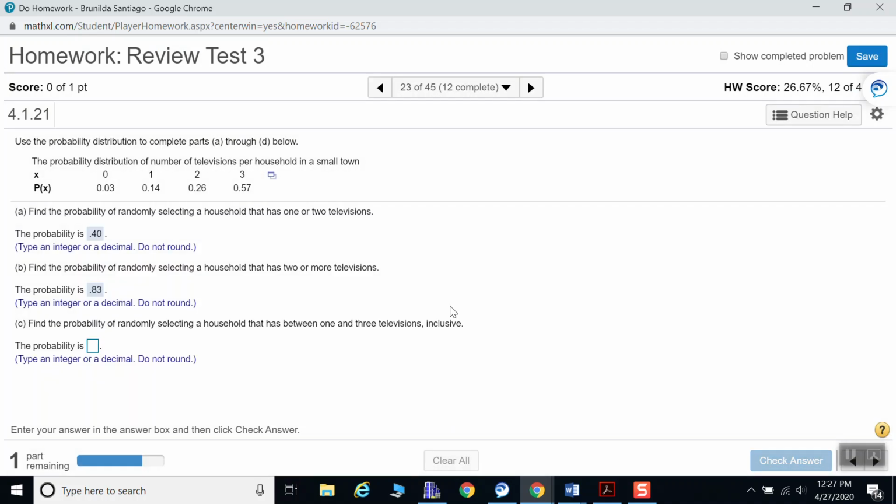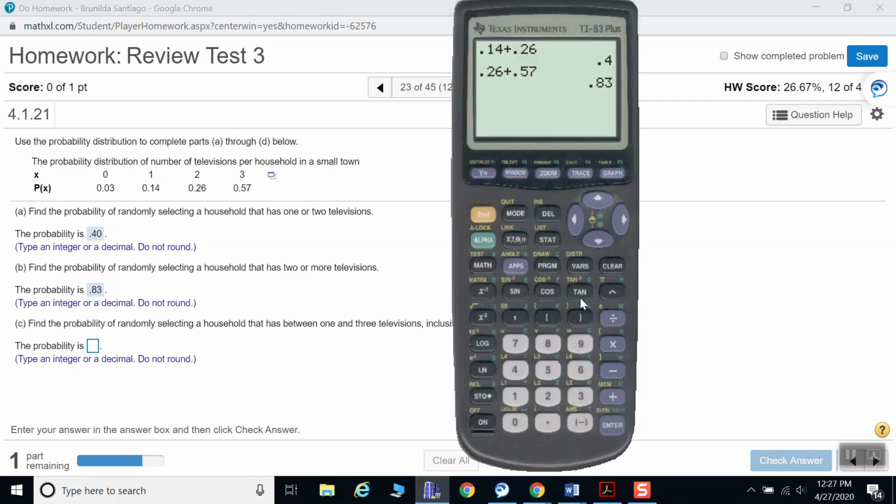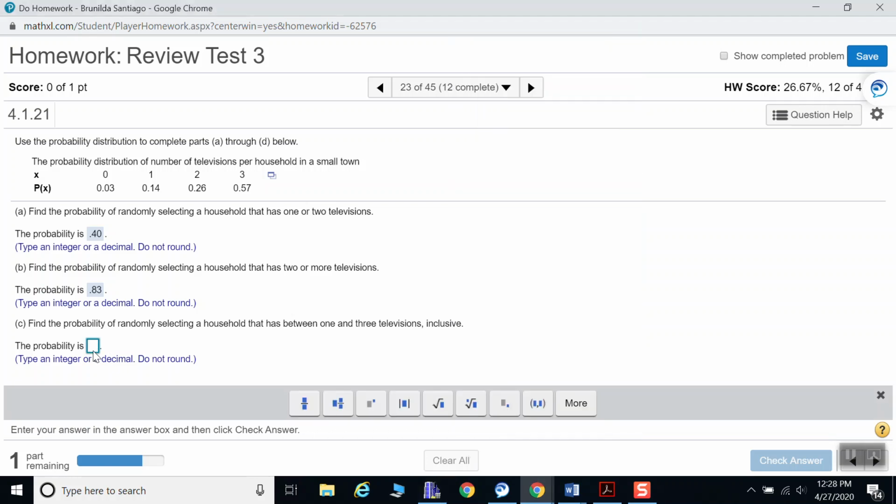Next, find the probability of randomly selecting a household that has between 1 and 3 televisions, inclusive. So that means that they have the 1, the 2, and the 3. So 1, 2, or 3 are the probabilities that we will need to add in order to get this answer. So the 0.14, 0.26, 0.57. So 0.14 plus 0.26 plus 0.57, and that is 0.97.